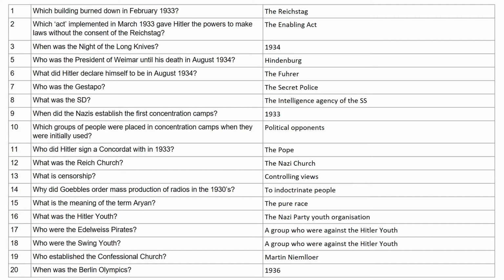He mass produces radios because he wants to indoctrinate people. He wants to get the Nazi message out there. So they had control of all radio, so they controlled all the stations. There's not multiple different stations, it's the one state station.